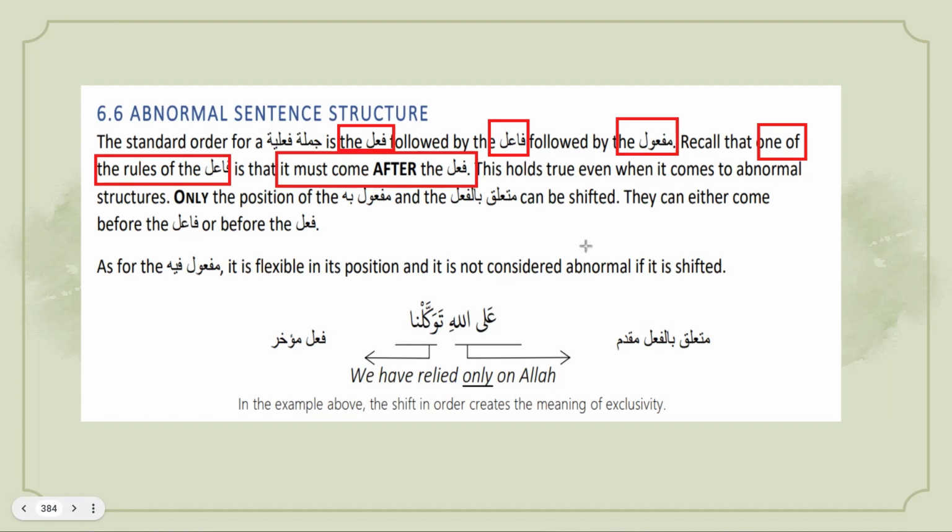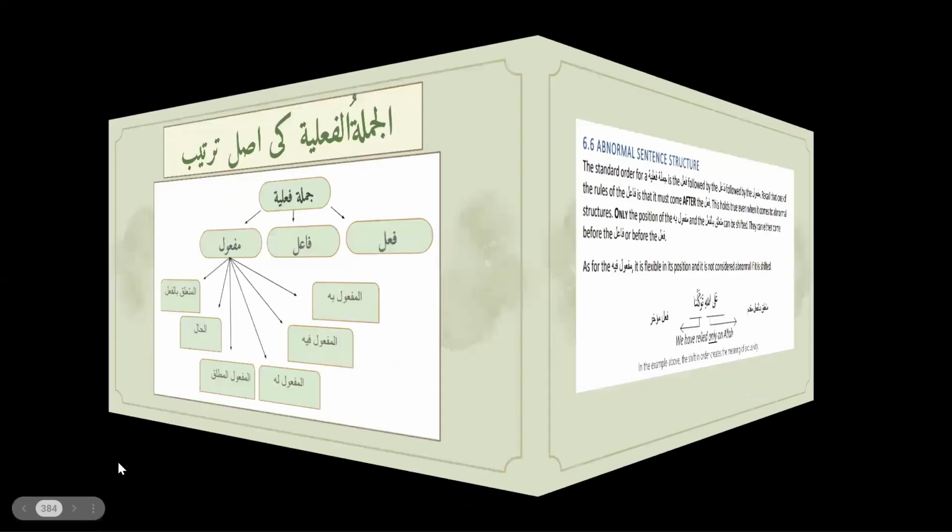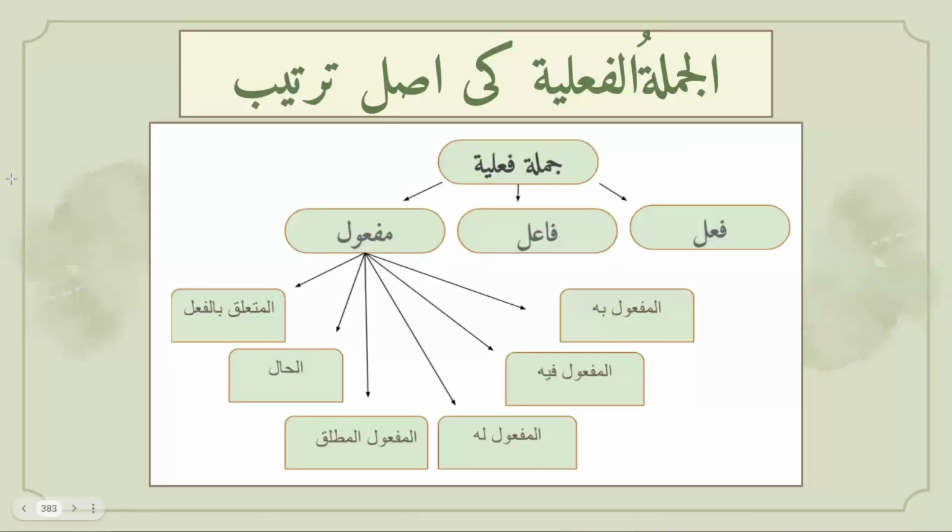Okay, so let me go back to the slide. Over here, even if there could be an abnormal structure, the fa'il cannot come before fi'l. That is not possible. Okay, that is not possible, that fa'il comes before fi'l and it's a Jumla Fi'liyah. No.